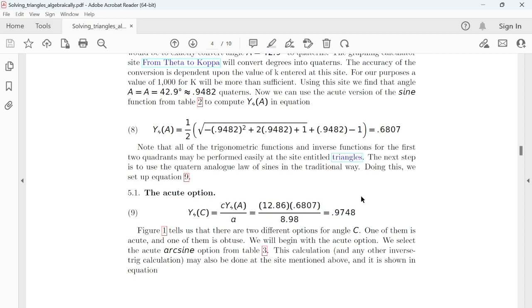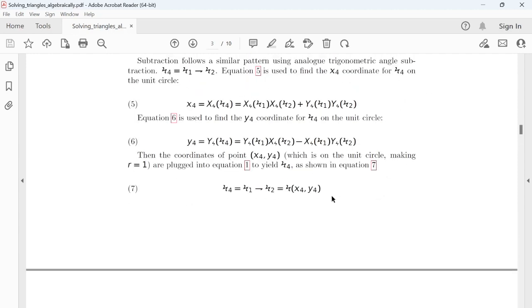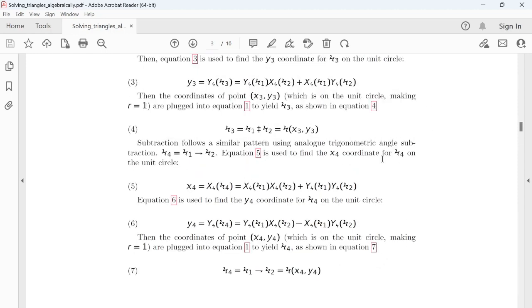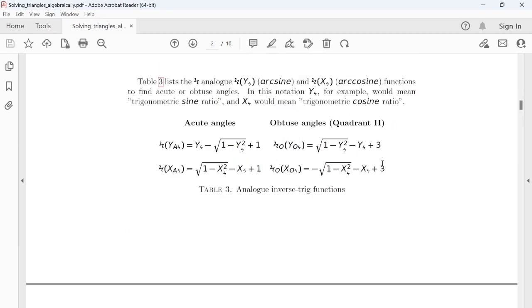Now, once again, we have a few options. You can calculate the inverse trig function using the formulas that I have up here, right? These are the arc sine and arc cosine. So for acute angles, we would be using this formula. And so if we plug that sine ratio in here and here, and calculate, we will get the output of what the quatern measure of that angle is.